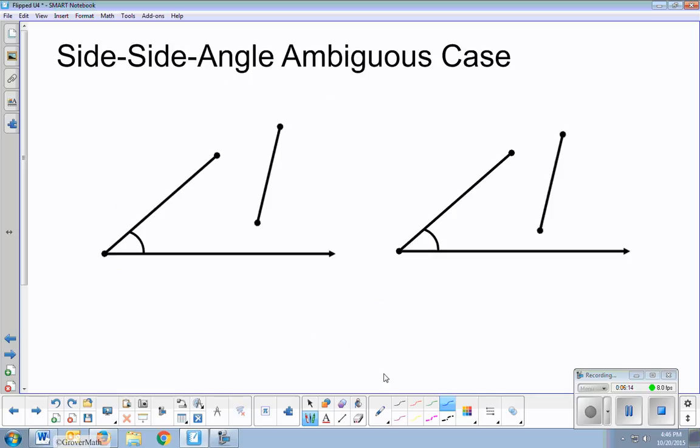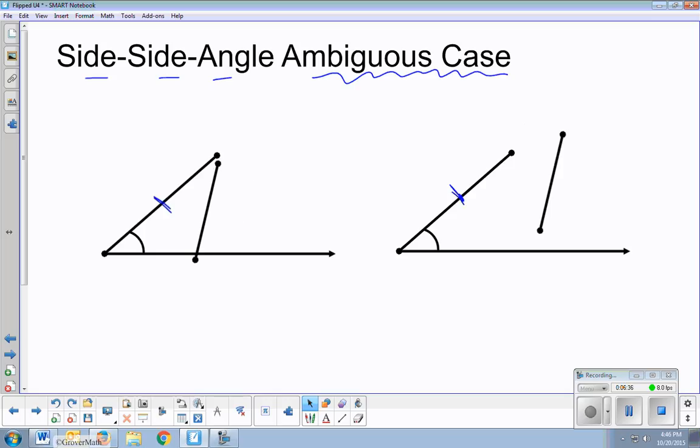Let me show you here. So here I'm going to try to do side, side, angle. It's called the ambiguous case because there's more than one way to make a triangle from that information. So the information is that this side is congruent to this side, and this angle is congruent to this angle, and here's another side for us. And what I'm going to show you is that I can move this side to here, and that made a triangle, right? So here's the side, here's a side, here's an angle.